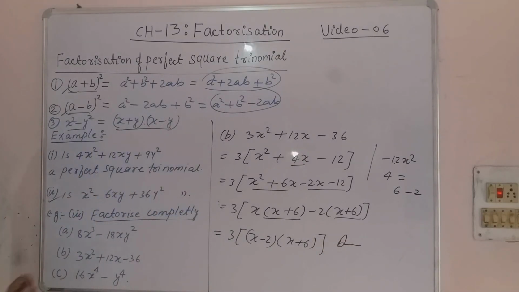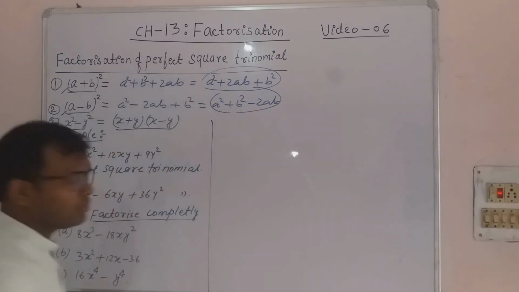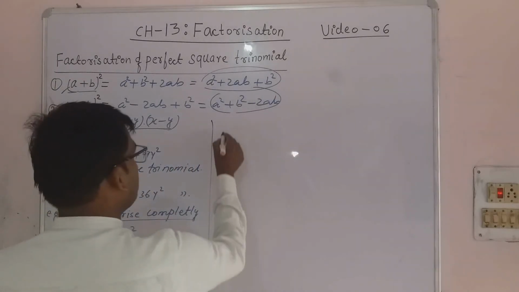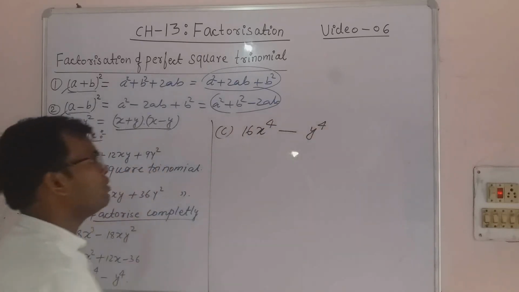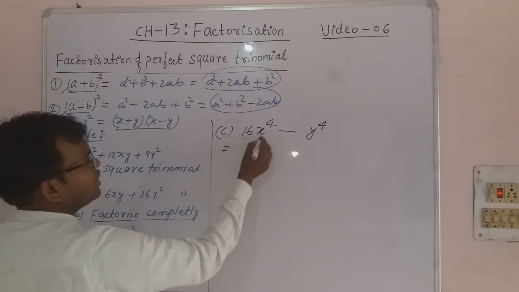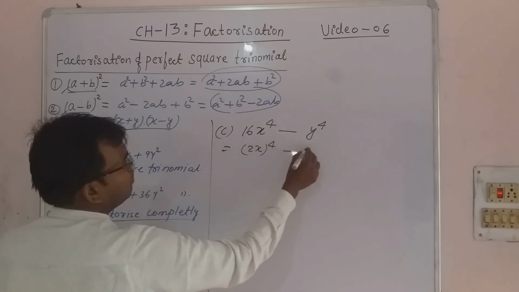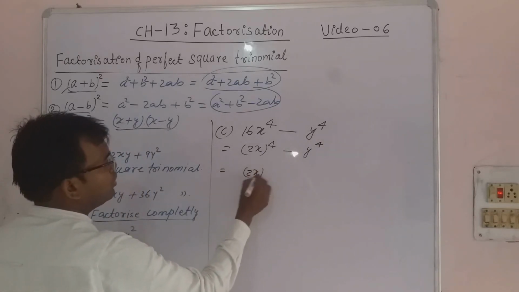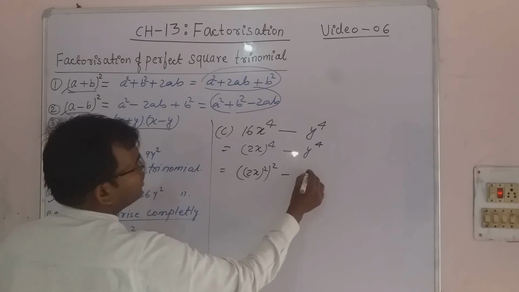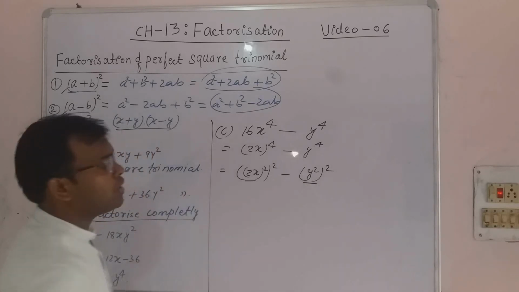Okay, now see the last question, C part. It is given 16x to the power 4 minus y to the power 4. You can write 16x to the power 4 as (2x) to the power 4, minus y to the power 4. Even you can write (2x square) whole square minus (y square) whole square. That means it is the x square minus y square form.